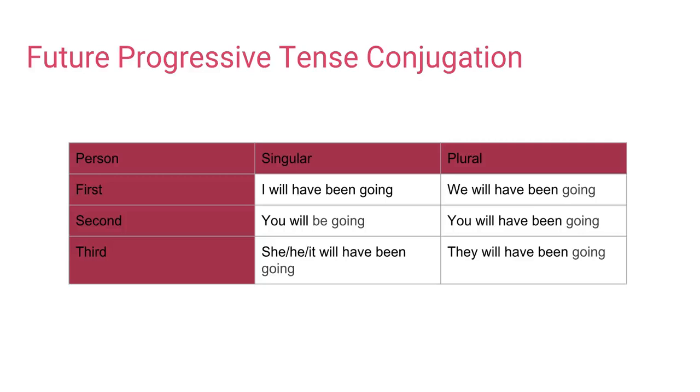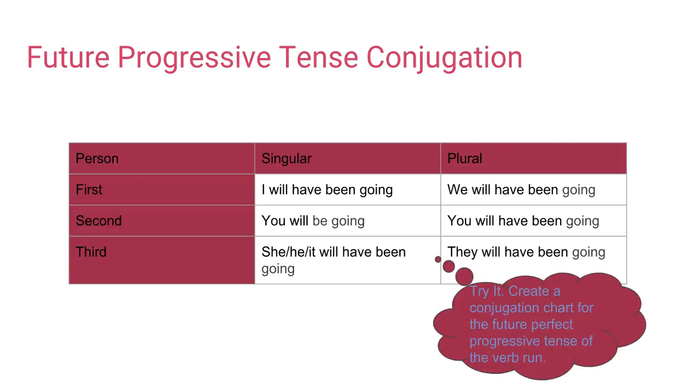And last but not least, our future perfect progressive. I will have been going, you will have been going, she, he, or it will have been going, we will have been going, you will have been going, they will have been going. Don't let my typo in second person singular throw you off. Make sure you have been in your notes. And then pause your video and conjugate run into the future perfect progressive tense.